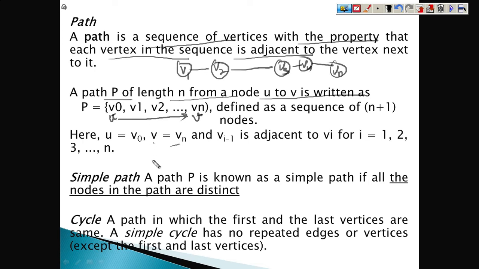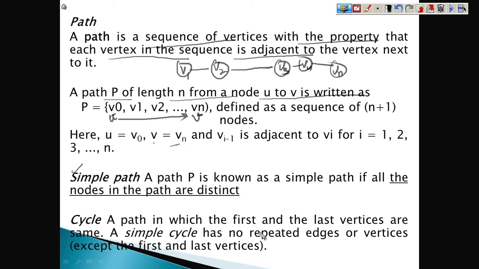Then there is a term called simple path. Simple path means that all the nodes in the path are distinct. So if you are moving from one vertex to any other vertex, and you are using each intermediate vertex only once, so all the vertices that come across from the source to destination are unique or distinct, then this kind of path is said to be a simple path. It means there is no cycle or repetition of vertices allowed in a simple path.